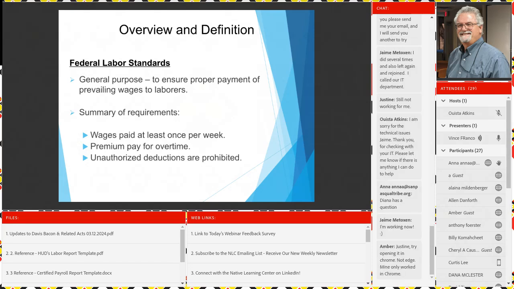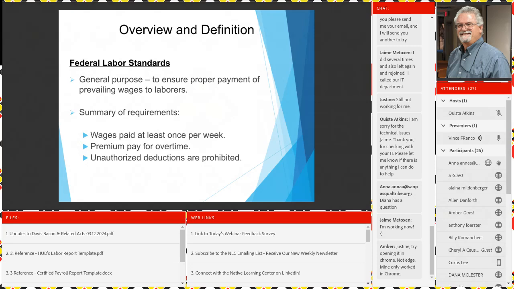Summary of requirements there. Wages are paid at least once a week, premium pay for overtime, and unauthorized deductions are prohibited. It's well supervised. There's a lot of requirements. You really need to be up to speed on Davis-Bacon legislation, prevailing wage, and the whole thing, and what the prevailing wage is in the state that you're in, the county, even the municipality, based on the trade that you have, because it's all going to be different.